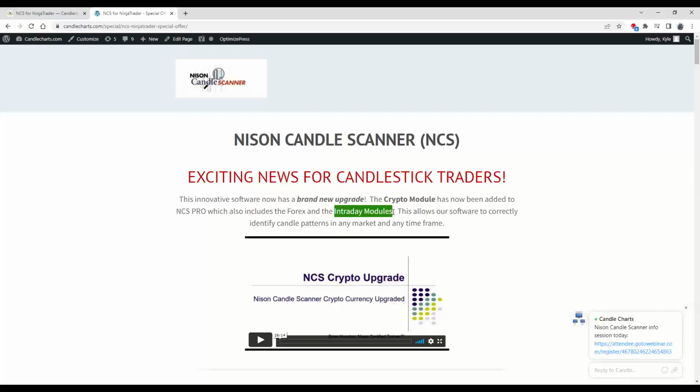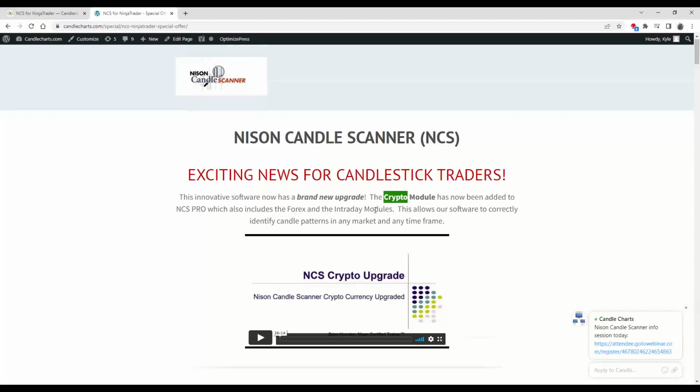Notice that intraday charts will act differently, Forex charts will act differently, crypto charts will act differently. Candles work the same no matter what chart you're looking at, but there are nuances that you're going to want to know. All those modules are included when you buy Nison Candle Scanner.